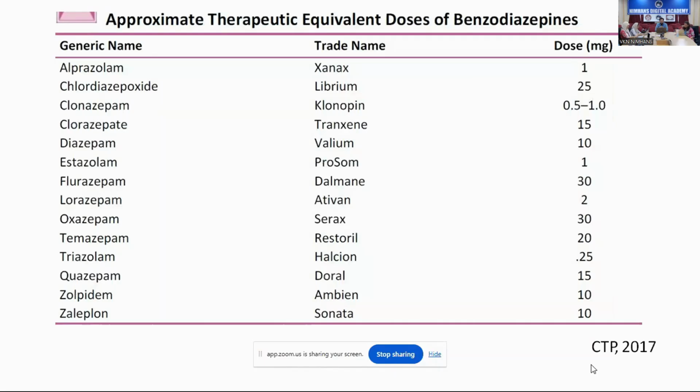So 10 mg of diazepam is equal to 0.5 to 1 mg of clonazepam depending on the guidelines, is equivalent to 25 mg of chlordiazepoxide, 2 mg of lorazepam, 30 mg of oxazepam, and so on, and zolpidem, because now we have started seeing increasing cases of Z drug dependence also. So 10 mg of diazepam is equivalent to almost 7.5 to 10 mg of zolpidem.